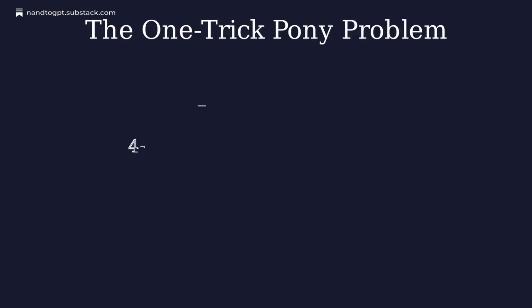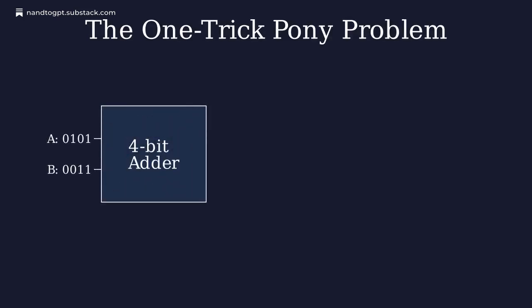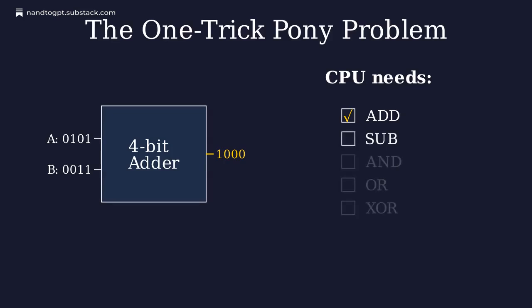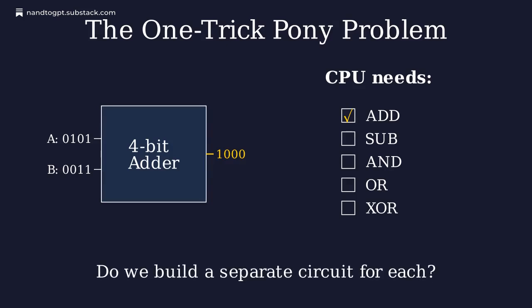Last time we built an adder, it takes two numbers and adds them together. That's one operation, addition, check. But a real CPU needs to do much more. It needs subtraction. It needs logic operations like AND, OR, and XOR. That's a lot of operations. Do we build a separate circuit for each one?